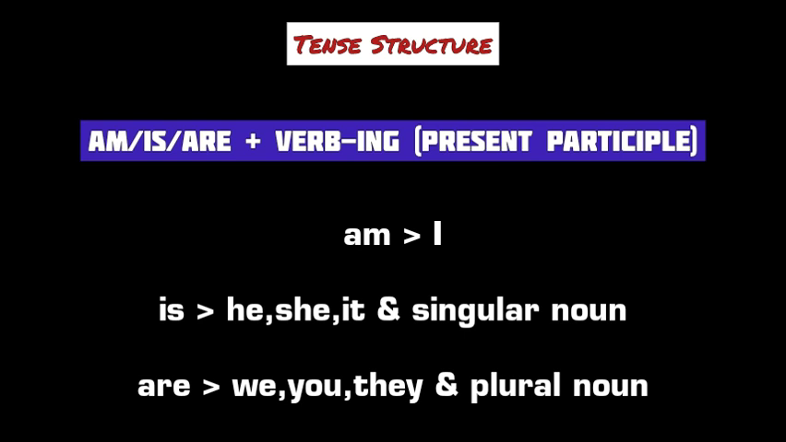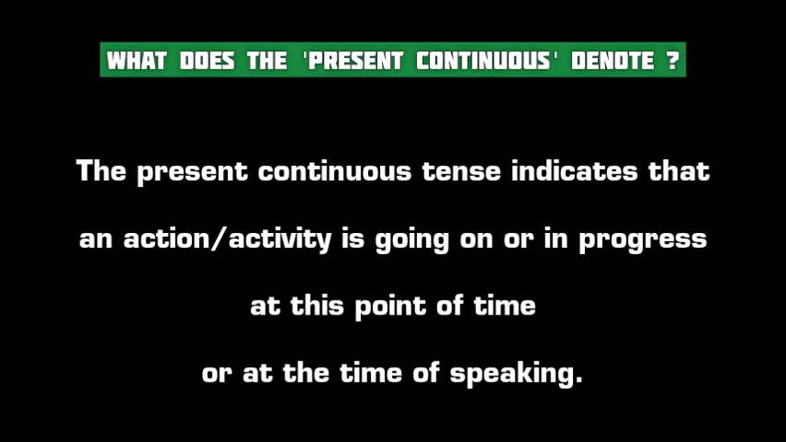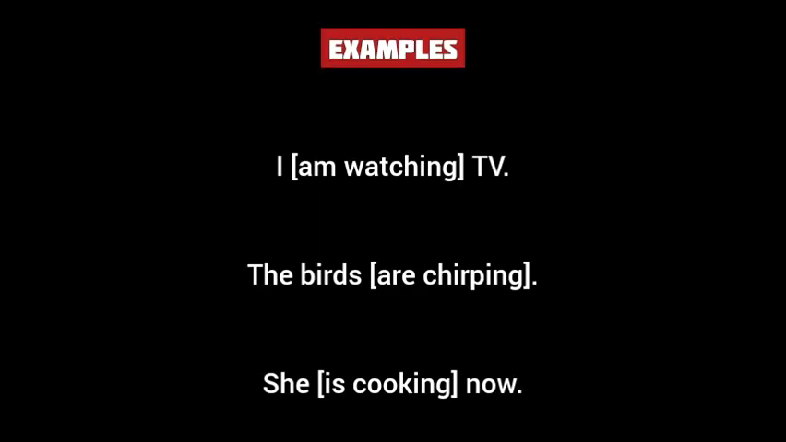So we learn that am or is or are plus the ing form of the verb is called the present continuous tense. But what does the present continuous tense show? It shows an activity or action that is in progress or going on at this point of time or at the time of speaking. So as the name suggests, the present continuous tense shows a continuous or ongoing activity of the present moment. Now let's see some examples of the present continuous on your screen.